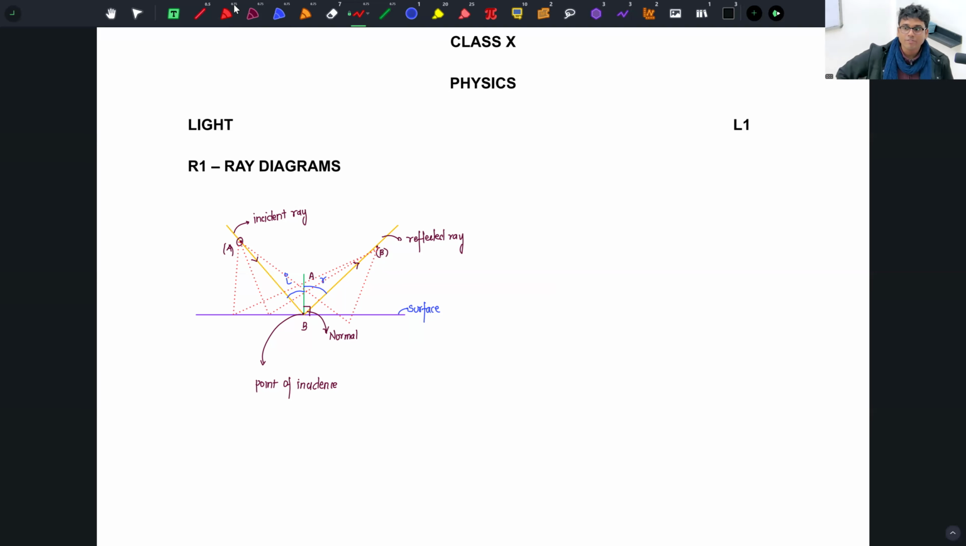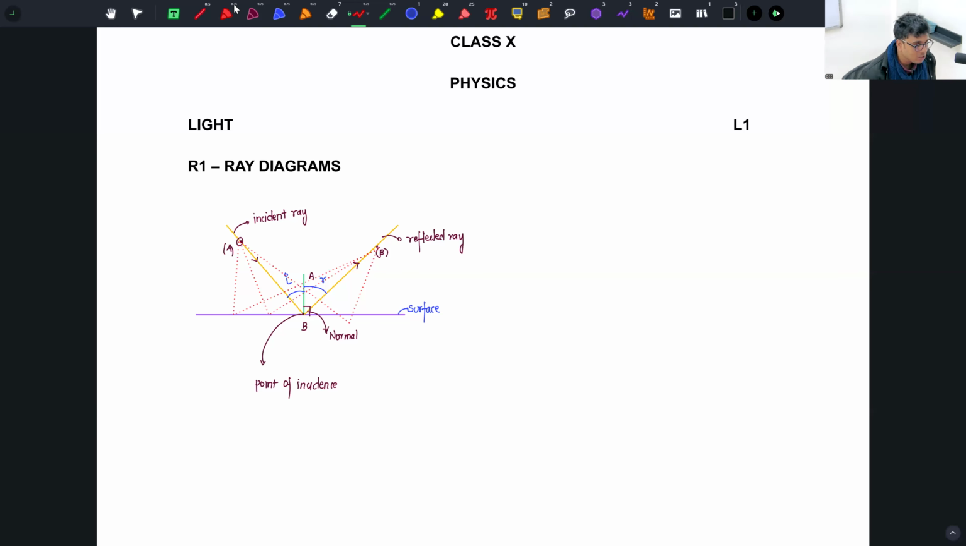No, that's a good point. Why would light tend to minimize time? That is a separate theory, difficult to explain right now. But the reason for the angle of incidence being equal to the angle of reflection in this particular case is that it takes the shortest possible time.